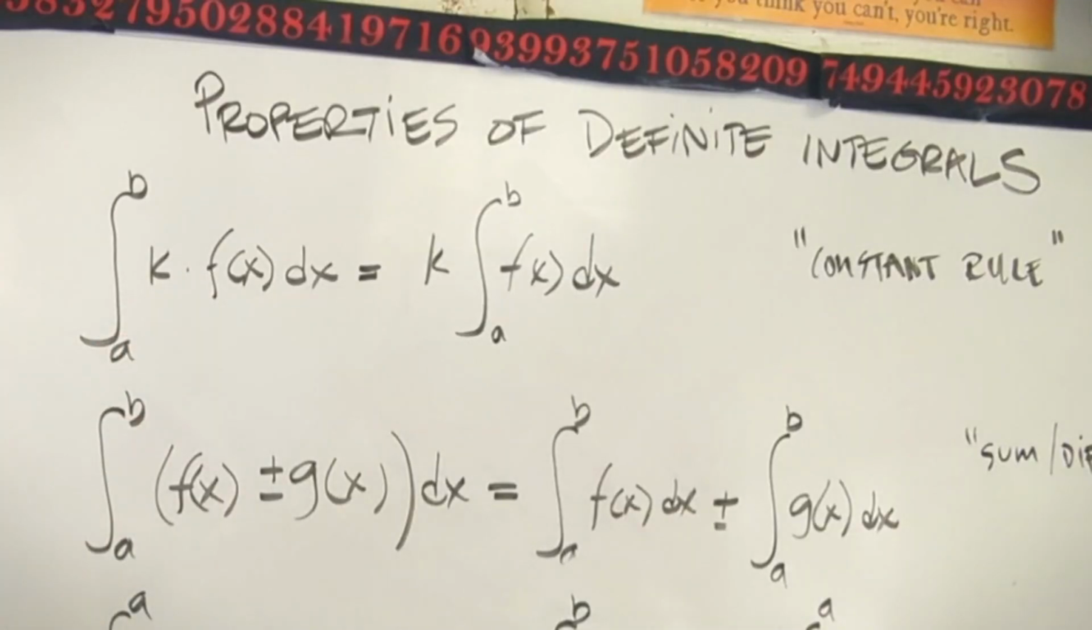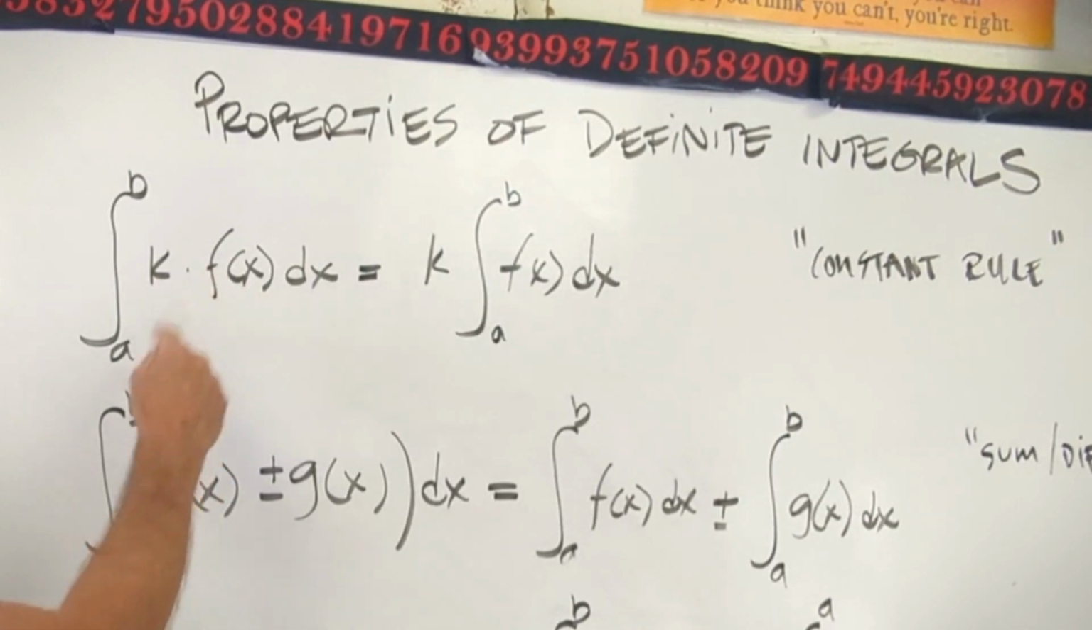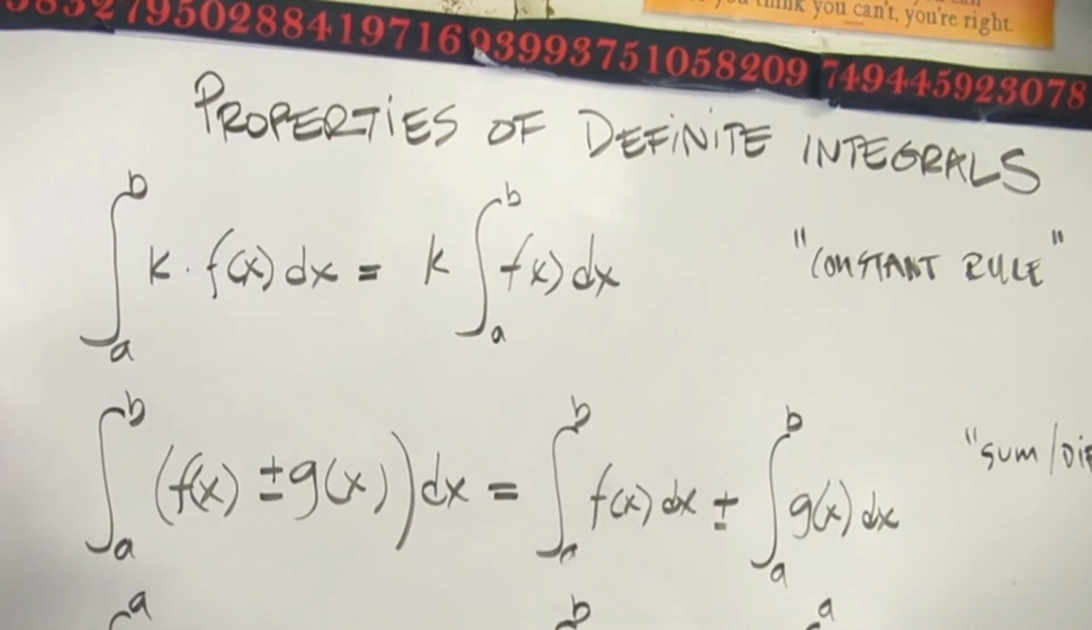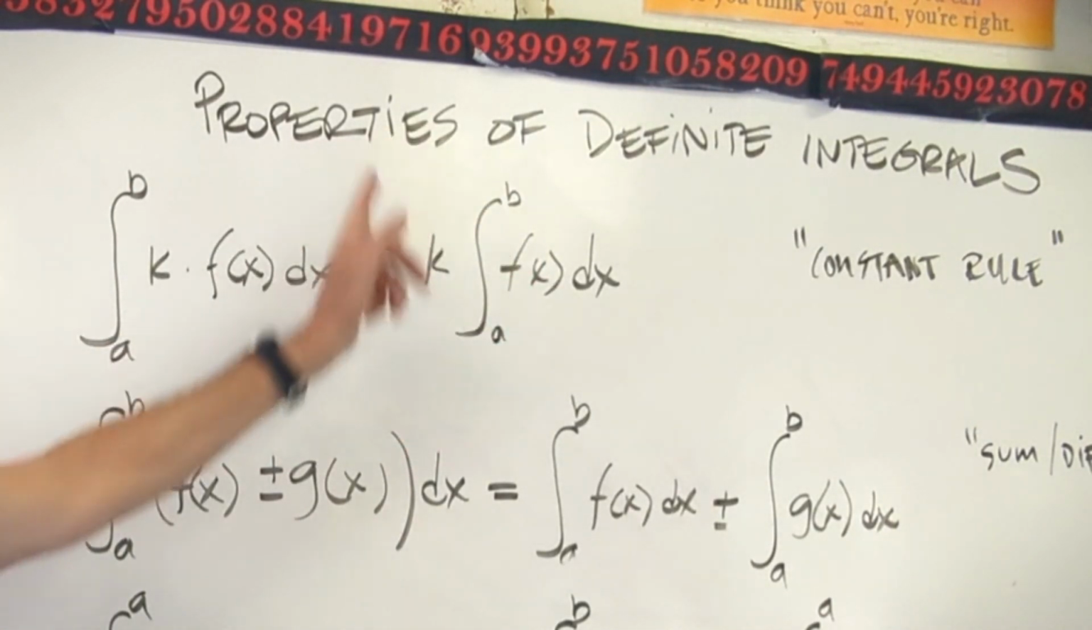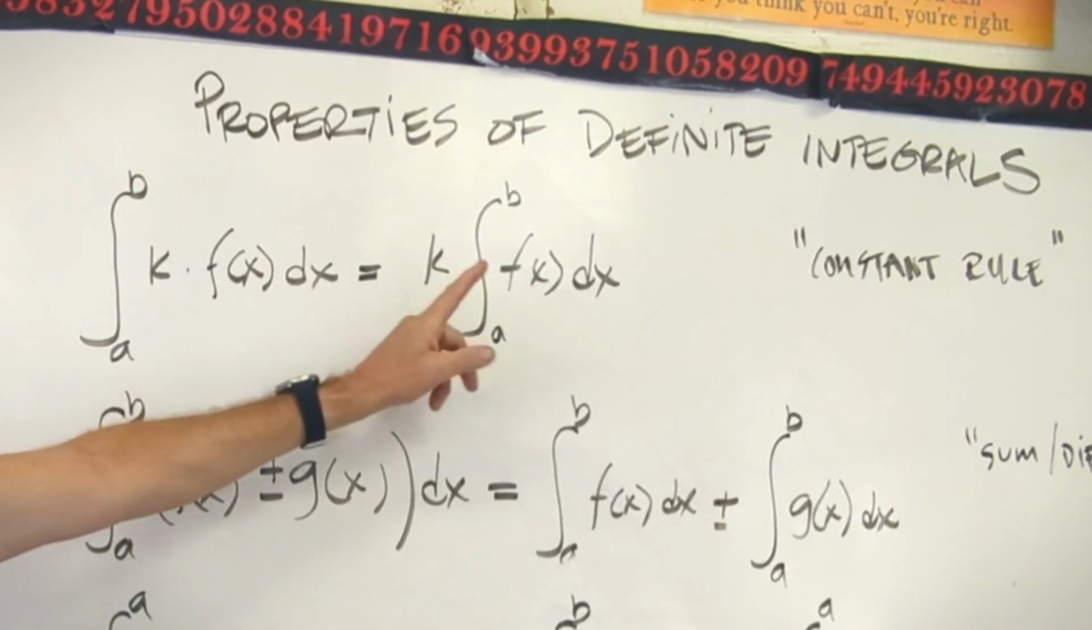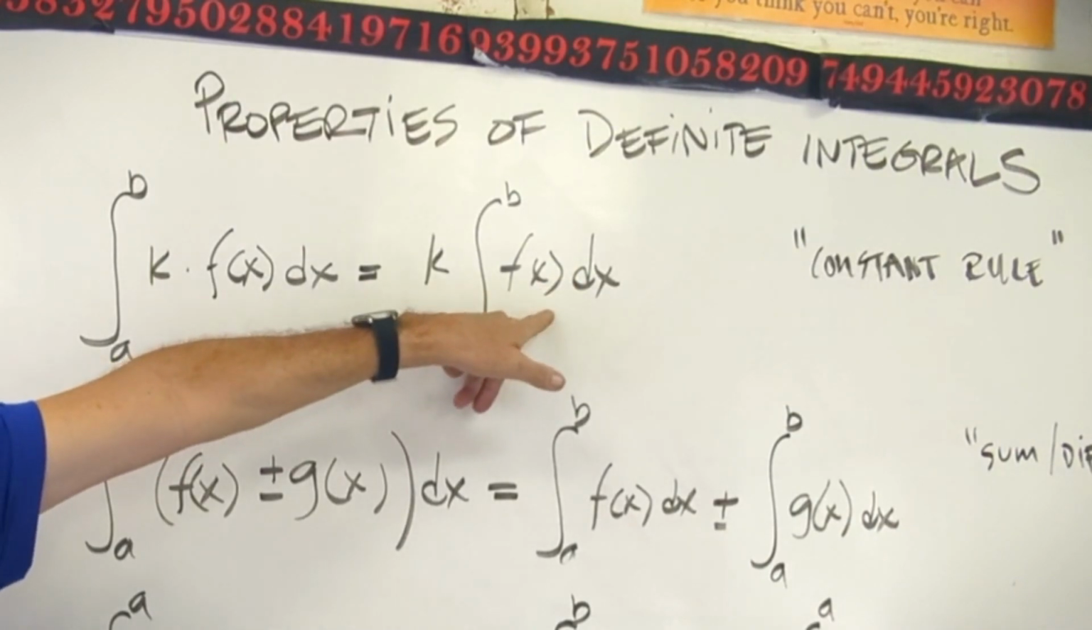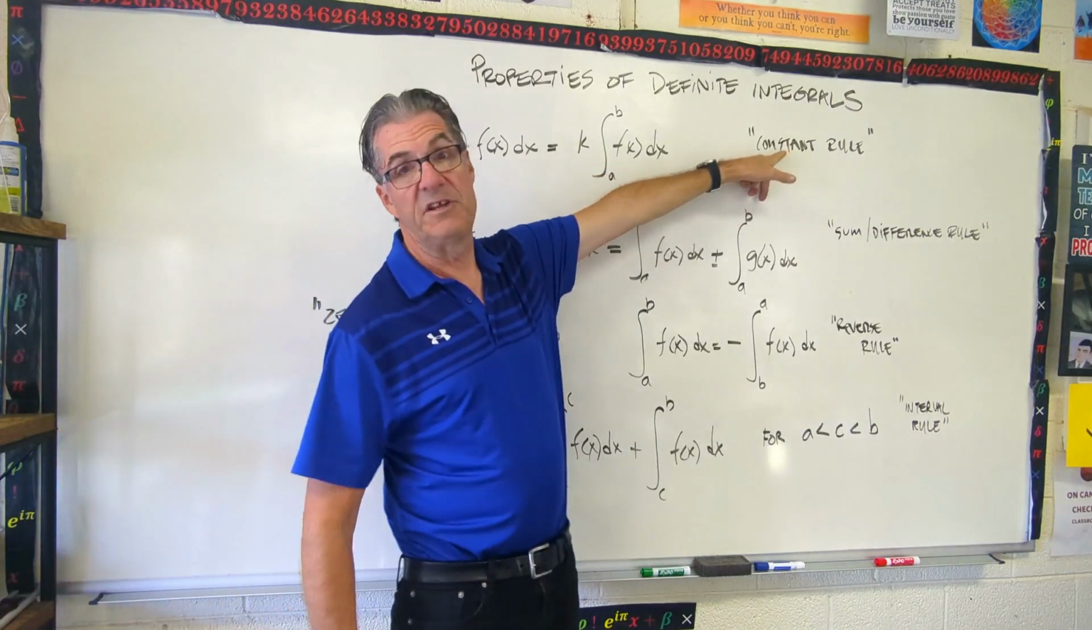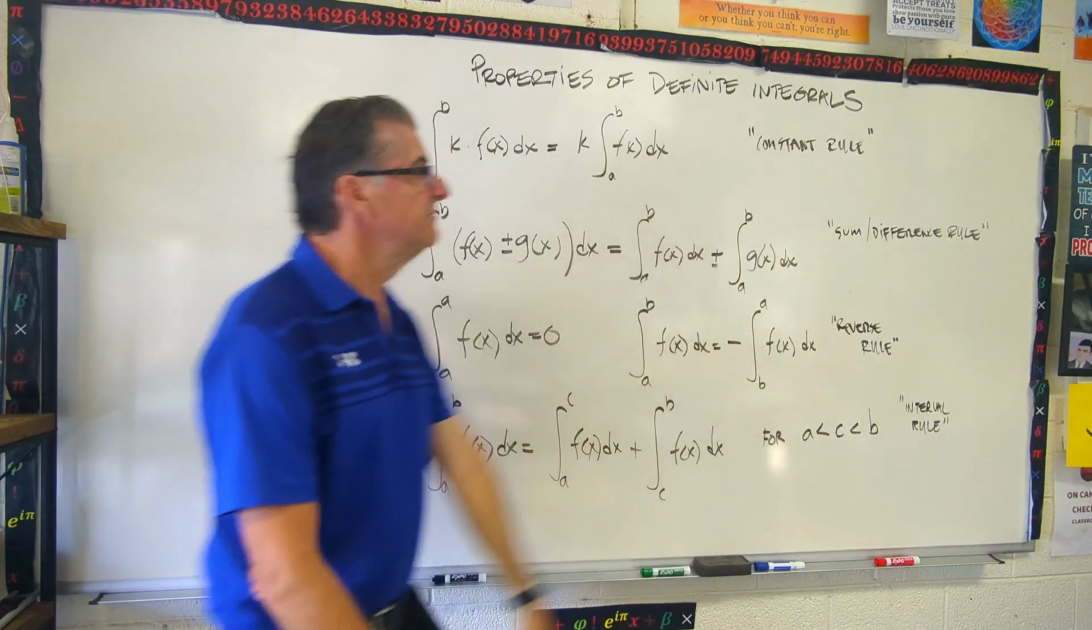So the first one, this is like a constant rule. If I have a constant times a function and I'm taking the integral from a to b of this term here, I can pull my constant out of my integral and multiply the constant times the integral of the function. And guess what? Let's just call that the constant rule.